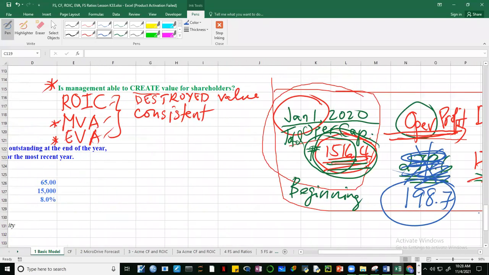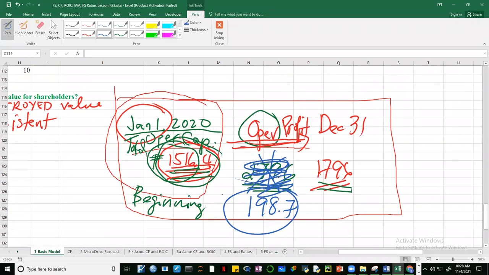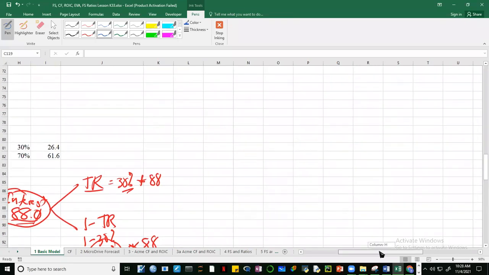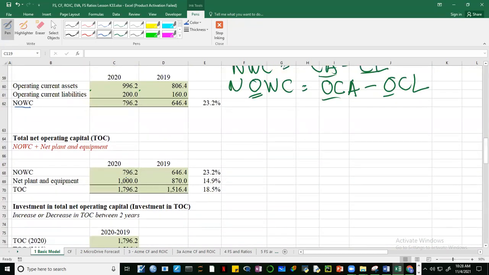Yung management guys at the beginning of the year, at their disposal is capital. Binigyan sila ng operating capital. Magkano yung operating capital na binigay sa kanila? Tingnan natin yung TOC nila. Itong 1790 na to, at the end of 2020 na yan, December 31. Ang pinag-uusapan natin, sa simula ng 2020, magkano? Ito yon, itong 1516.4, kasi ito December 31, 2019, which is the same as January 1, 2020.